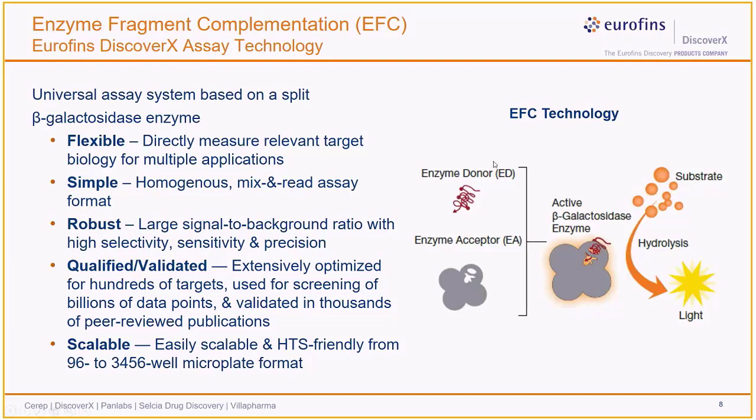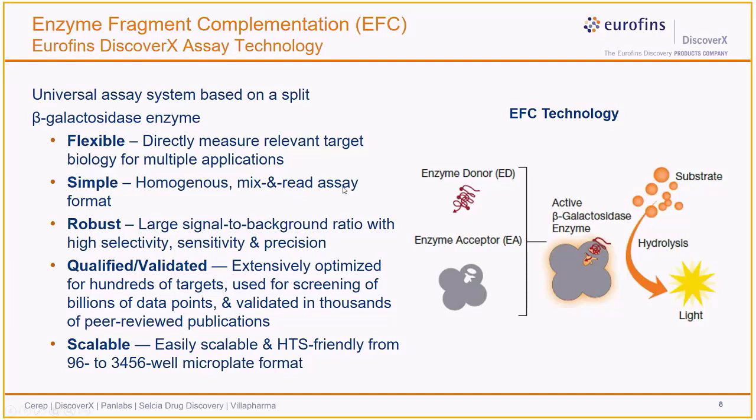Once these two fragments come in close proximity together, they complement each other, and this forms an active beta-galactosidase enzyme, which, with the addition of a substrate, will hydrolyze the substrate and turn it into a chemiluminescent signal that can be read and give a nice dose response curve.